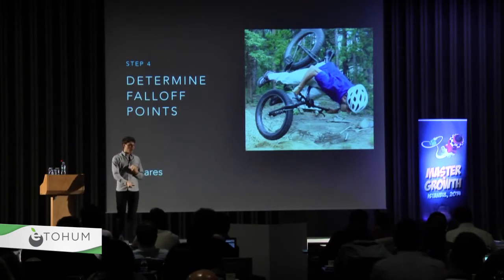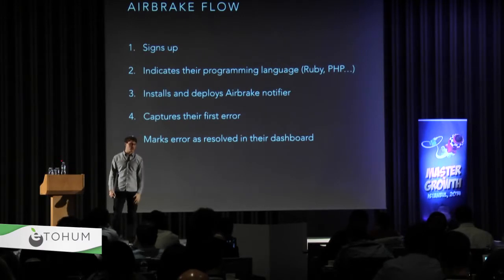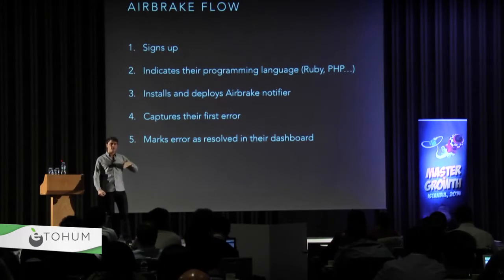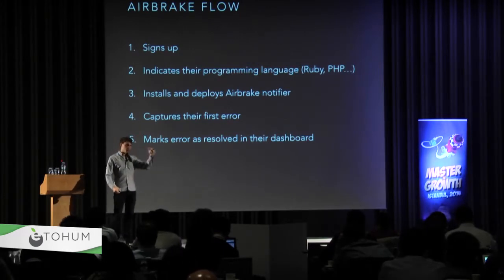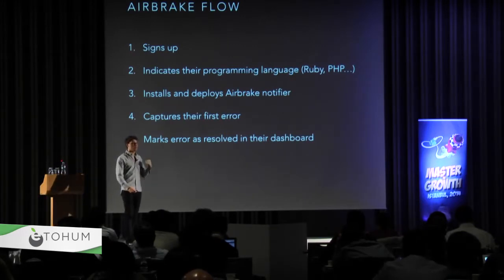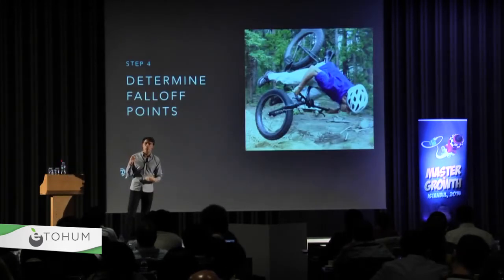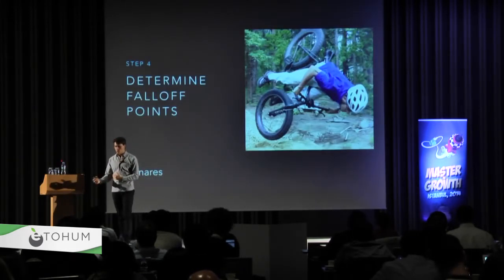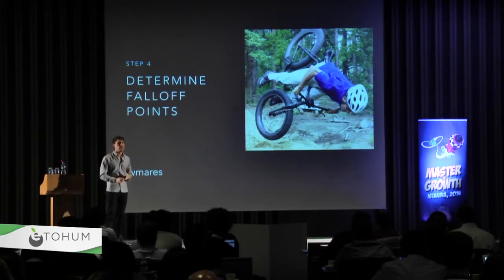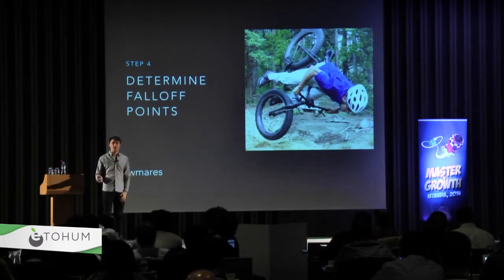In our case, we had these 5 things. We wanted every customer to do these 5 things. And then we started tracking, step by step, where people are falling off in this funnel. Someone signs up. How many of them then tell us their programming language? How many then install and deploy? And so on. Figuring out these numbers and where people are falling off in the funnel is going to be so key to having a really good onboarding and customer experience.